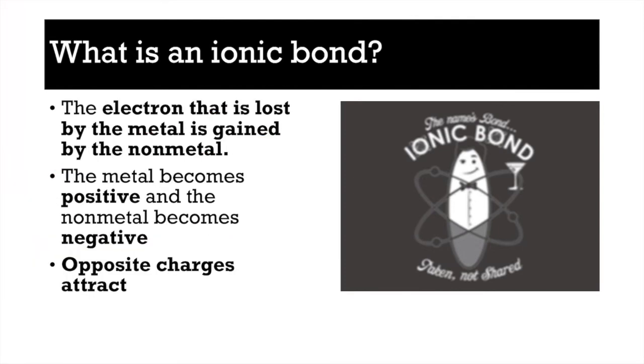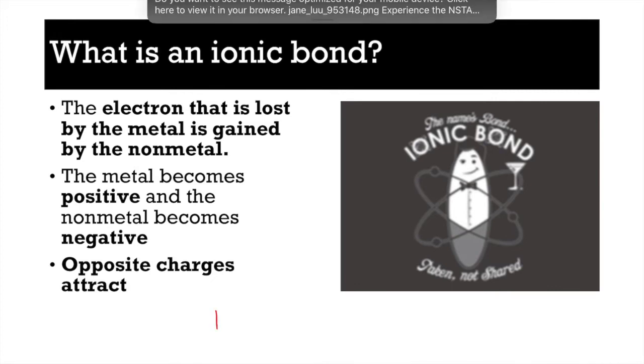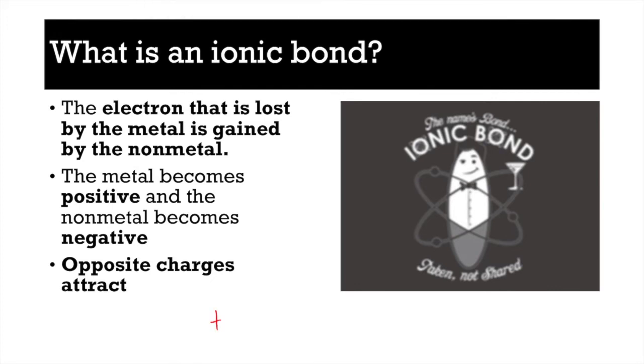What's basically going on, and we're going to spend a little more time on this later in the video, is that the electron that is lost by the metal is gained by the nonmetal. So the metal becomes positive, the nonmetal becomes negative, and those opposite charges attract. And boom, you got yourself an ionic bond.